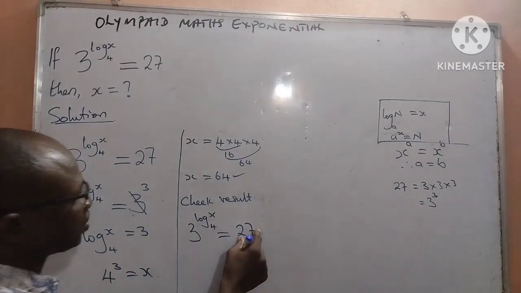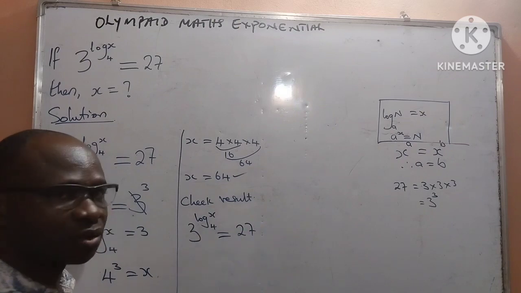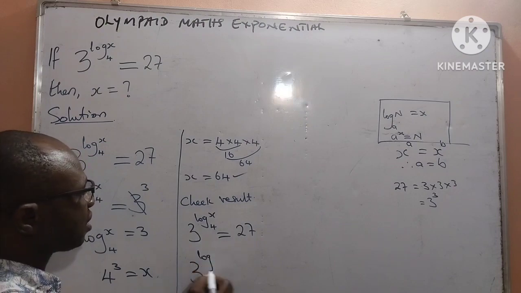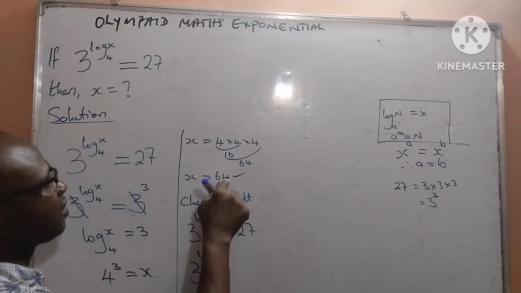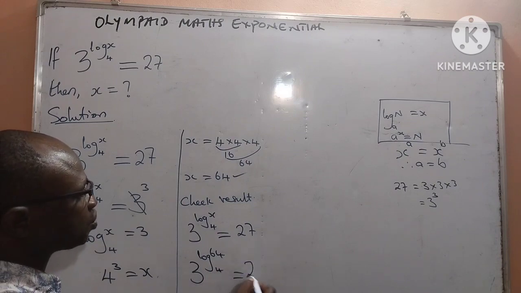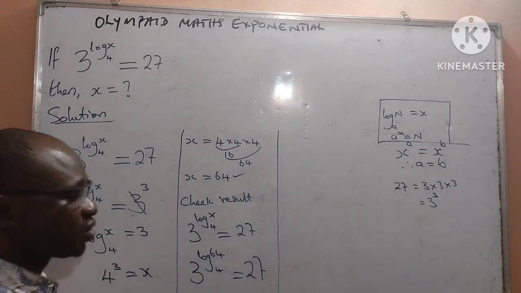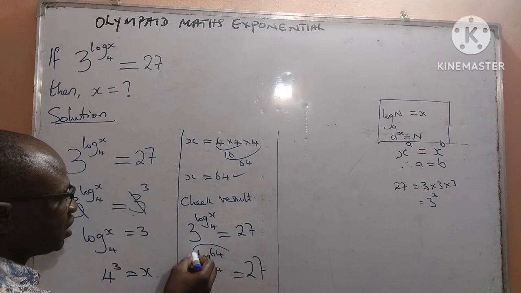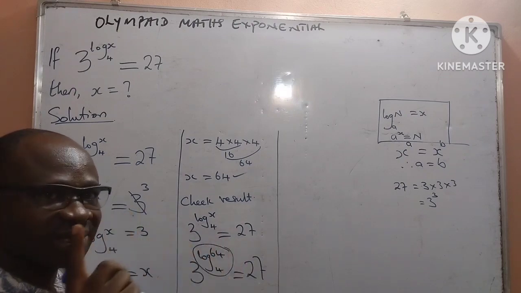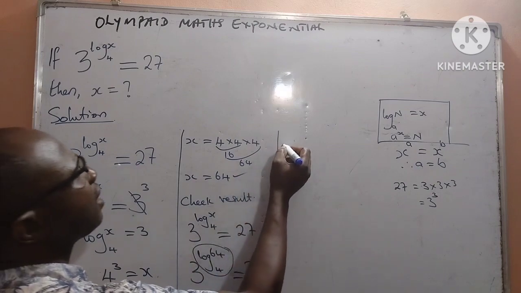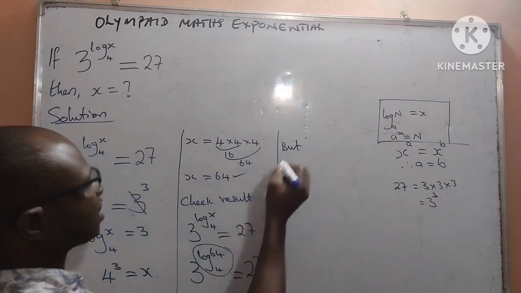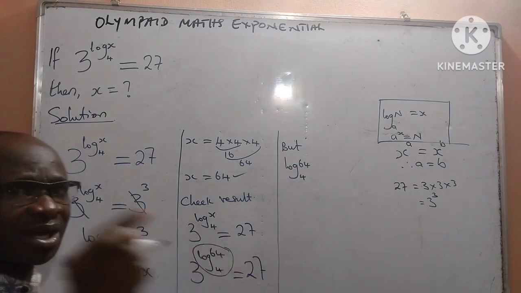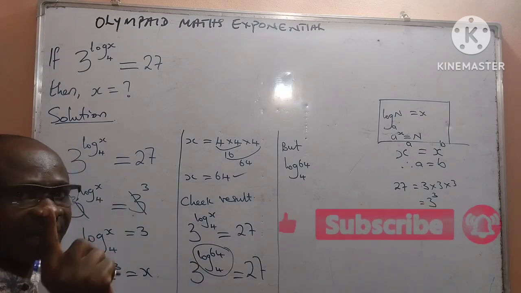My target is to see if the left hand side will be equal to the right hand side after evaluation. I write 3 raised to log 64 base 4. Is it equal to 27? That is the question. I want to evaluate the power first. This in circle is what I want to evaluate. I want to get the log of 64 base 4, solve it, and when I get it, I put it as the power of 3.